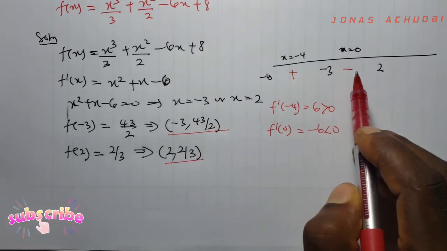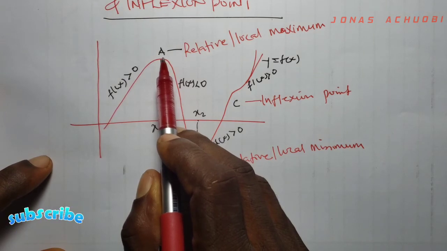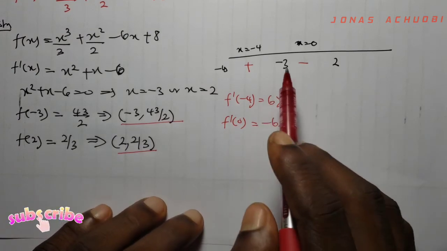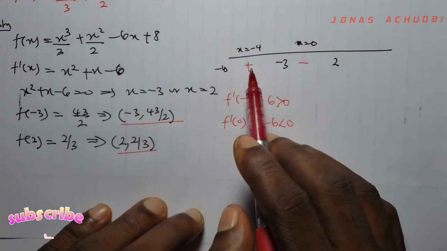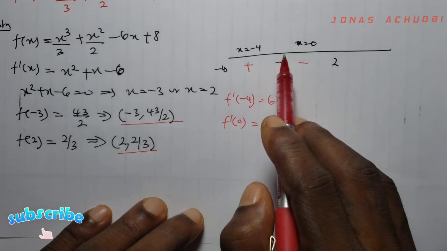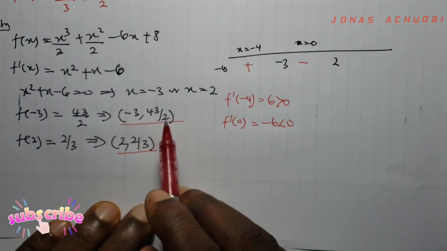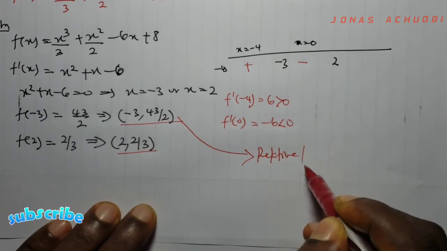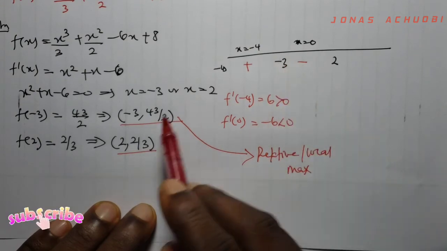And we had explained earlier that at the maximum point, the slope will change its sign from positive to negative. And we have seen here that at this critical value, x equal to minus 3, the slope changes sign from positive to negative. So what does this imply? It implies that the critical point at this critical number, which is minus 3, 43 over 2, is a relative or local maximum.